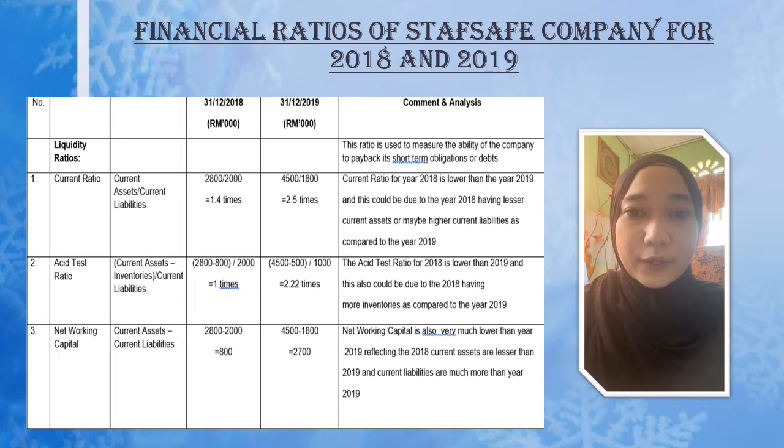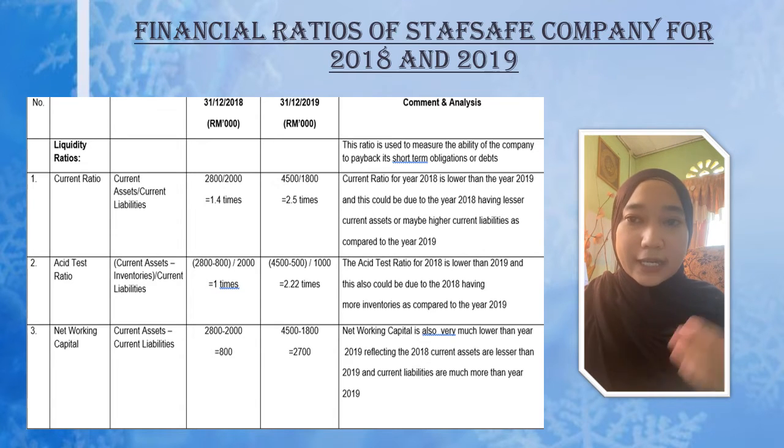Okay, I continue for the explanation for calculations Stay Safe company for 2018 and 2019. The first one, what I said just now, financial ratio analysis has 4 types, and the first one is liquidity ratio. Liquidity ratio is used to measure the ability of the company to pay back its short term obligations or debts. Under the liquidity ratio there are 3 types.